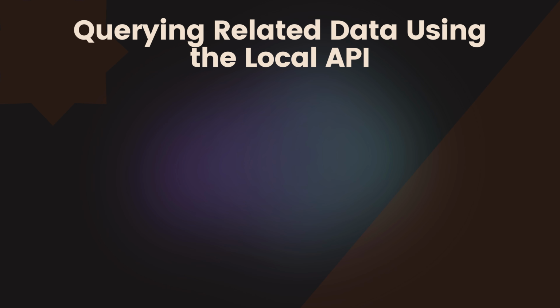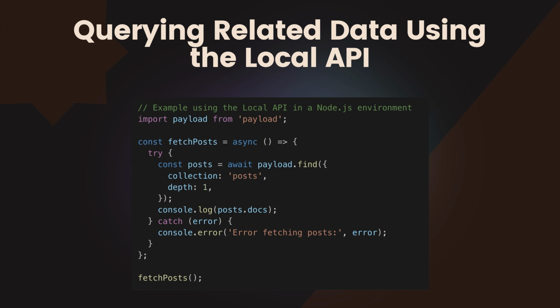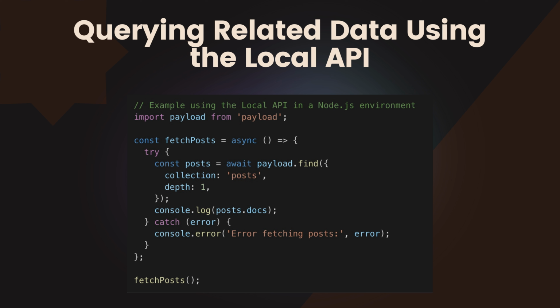The local API in Payload allows you to query your CMS data directly from your server-side code, which is extremely useful for creating custom backend services or server-side applications. Instead of making external HTTP requests, the local API lets you interact with your collections in a secure and efficient way. This approach reduces latency, improves performance, and offers greater control over your data.